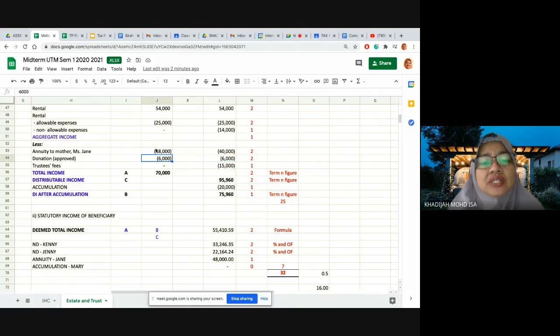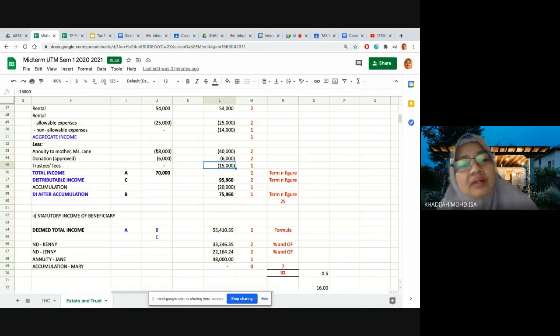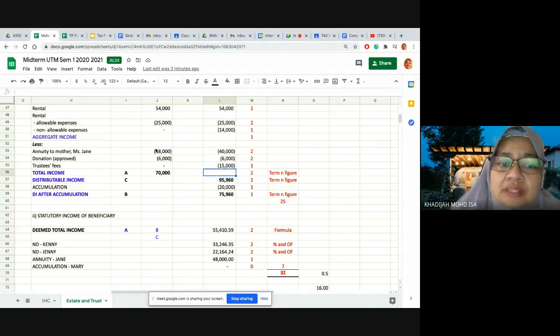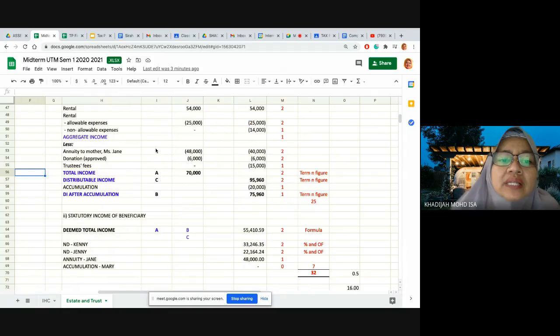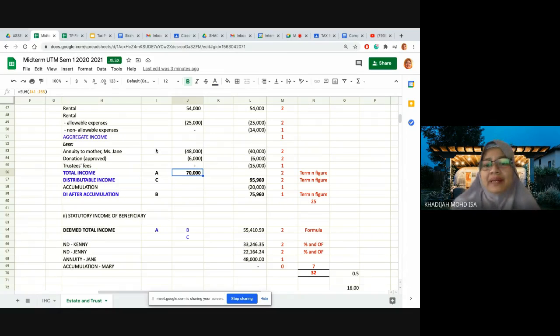Donation is also given as 6,000 each. Same. Trustee fees is deductible either at this level or dekat business, macam mana you nak tolak, benda tu is deductible under distributable income. Then you have total income 70,000. Kalau you dapat actual 70,000, you boleh dapat claim marks. One more tick ya.